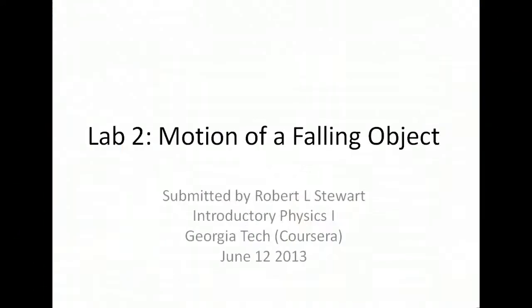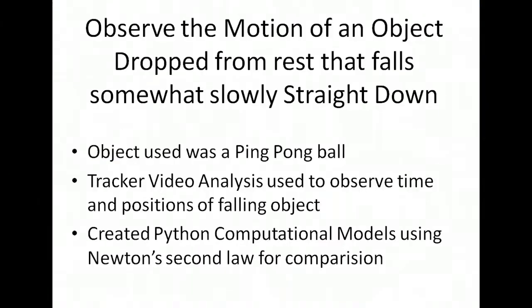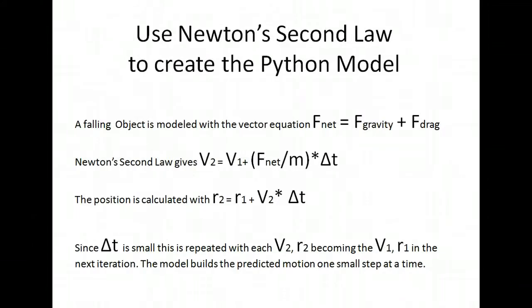Lab 2, motion of a falling object. Observe the motion of an object dropped from rest that falls somewhat slowly straight down. Used a ping pong ball, Tracker video analysis, and Python computational models. We use Newton's second law to create the Python model.